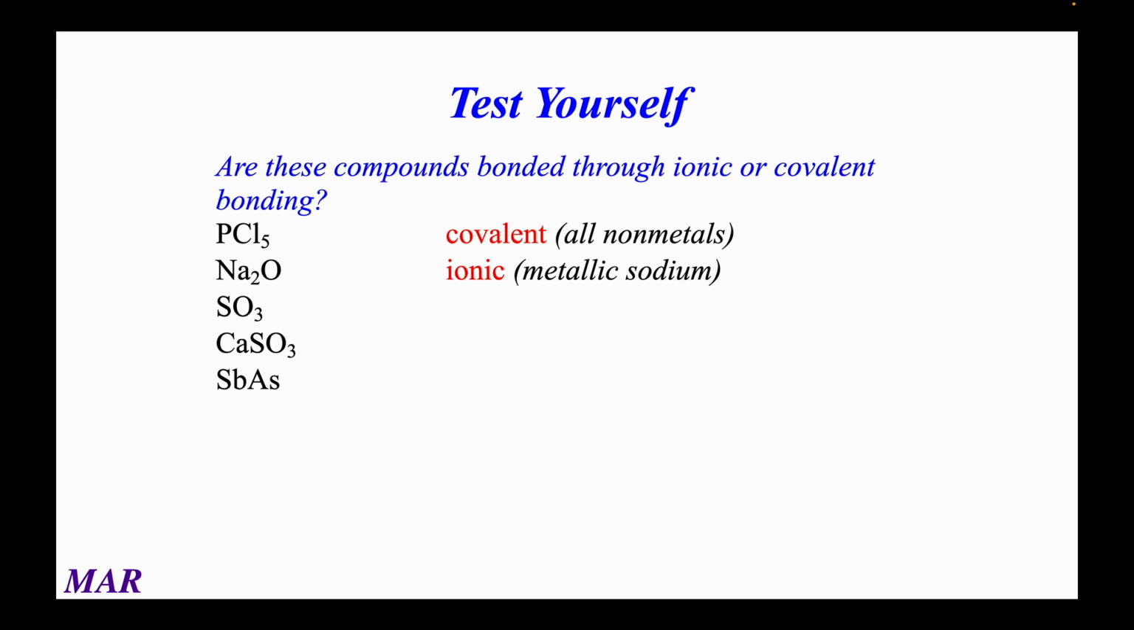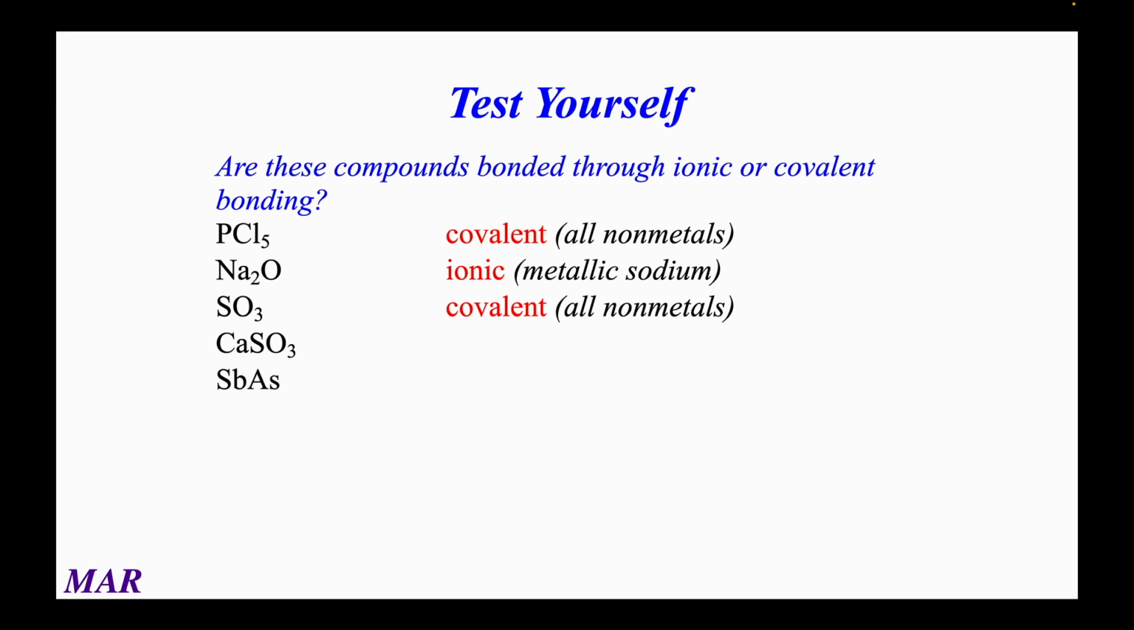The next two are kind of interesting. The first one is SO3, and that has sulfur and oxygen. Both sulfur and oxygen are considered nonmetals. They're up and to the right of the metalloid line. That would definitely be covalent, because you have all nonmetals. But the next one has a calcium in front of it. Remember what I said earlier, calcium is a metal. And calcium, a metal, is not reacting with SO3 that has covalent bonds. It's actually combining with sulfite.